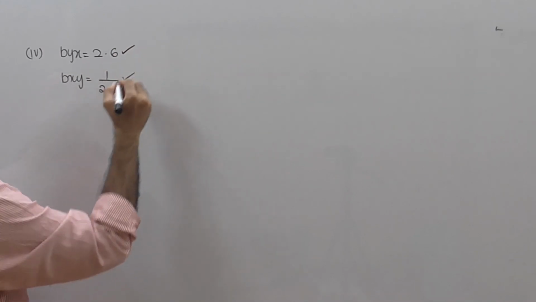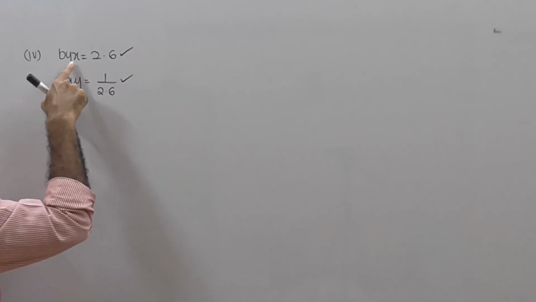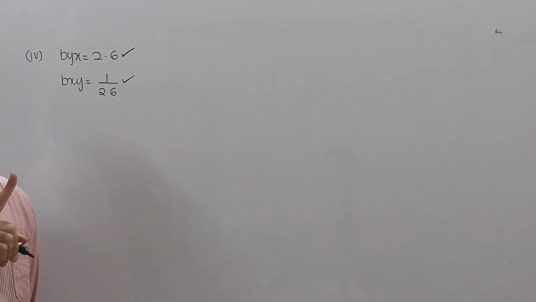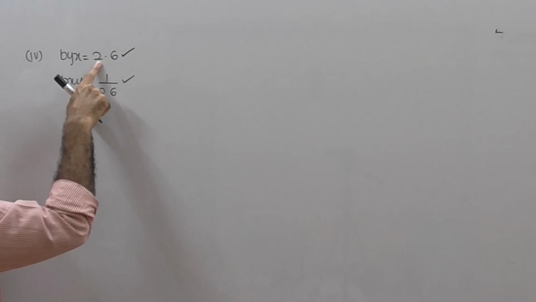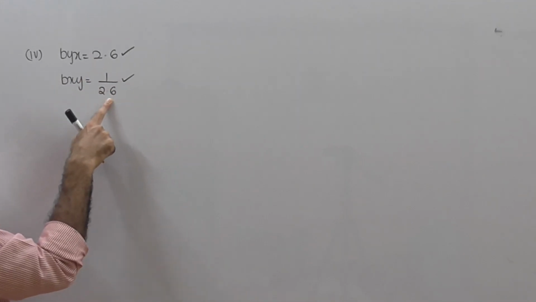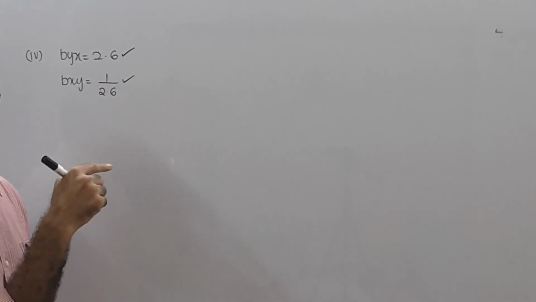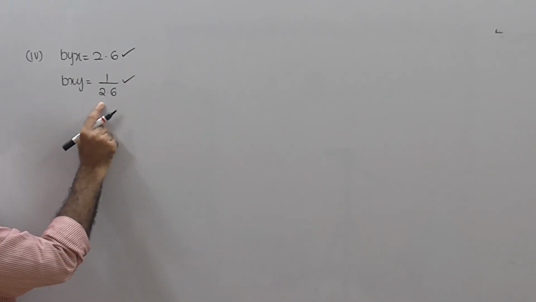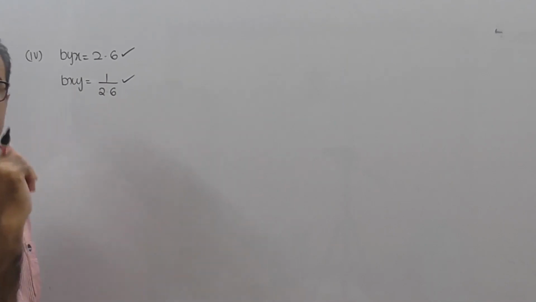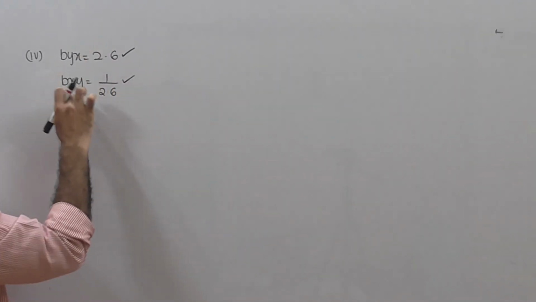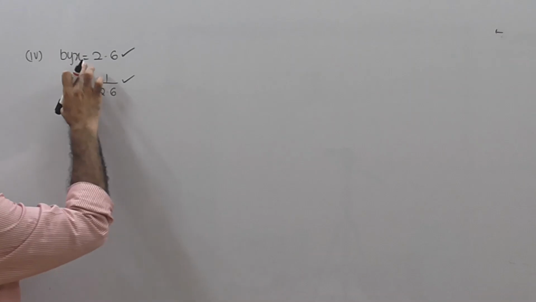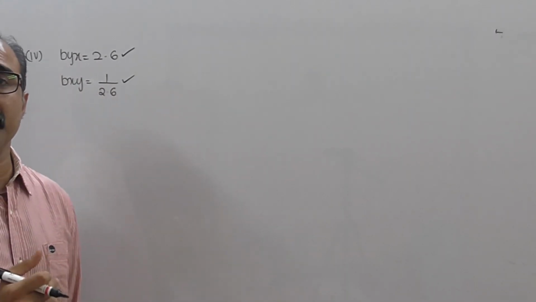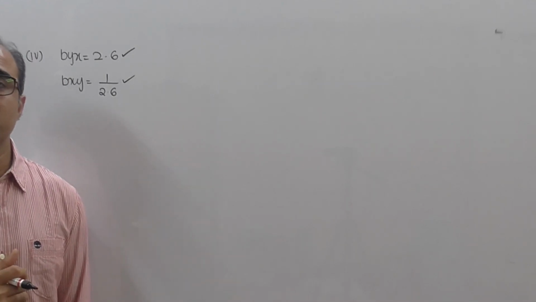Byx 2.6, bxy 1.6. Can I say that byx is more than 1? Can I say that bxy is less than 1? More than 1 means greater than one. 1 upon 2.6 is a value which is less than 1, it will be 0 point something. So byx is more than 1, bxy is less than 1. That is one condition satisfied. Second is, are they both having the same sign? Yes, byx is positive, bxy is also positive. So that means r will be positive, hence the data is supposed to be consistent.